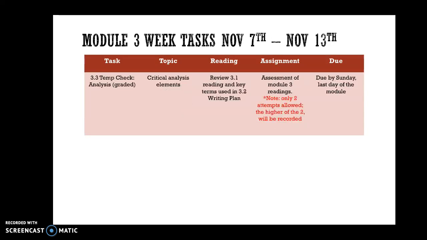So the final task for this week is the temp check. And this is also a graded task. And this will be a basic review of the Module 3 readings. Note that only 2 attempts are allowed, and the higher of the 2 will be recorded. This will be due Sunday, the last day of the module.